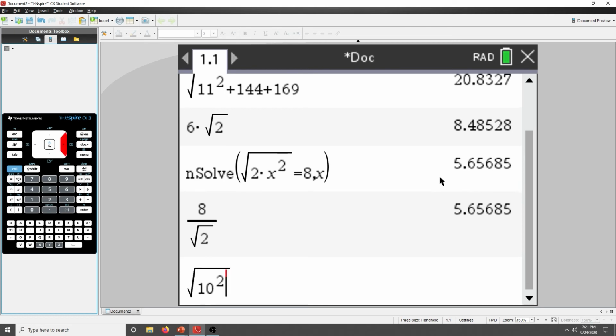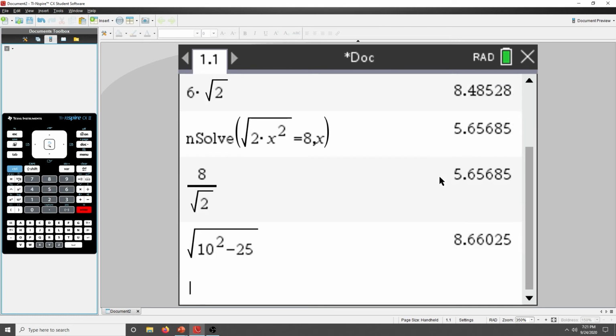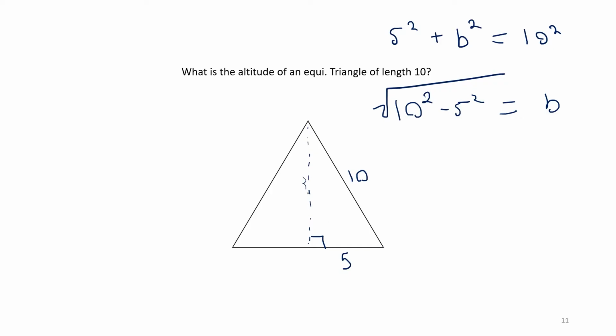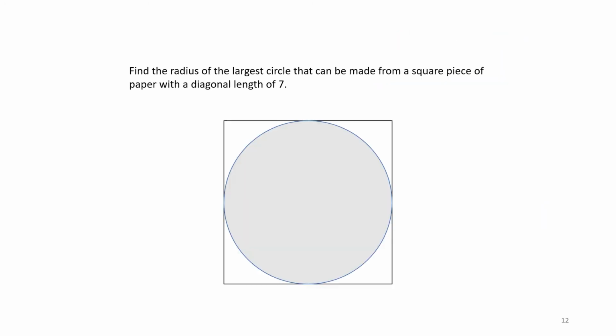10 squared, that's just 100 minus 25. So root 75 equals 8.66. So this length is 8.66. Pretty simple once you know what you're looking for. That's a very common thing with equilateral triangles, being able to recognize that this altitude line bisects the opposite side. So if they give you one, they've given you everything.